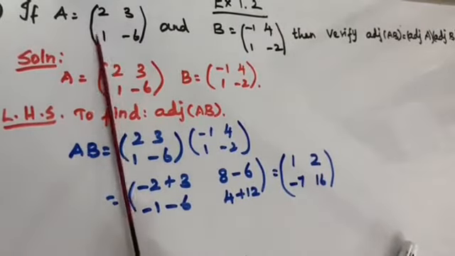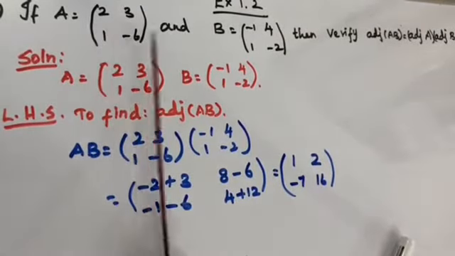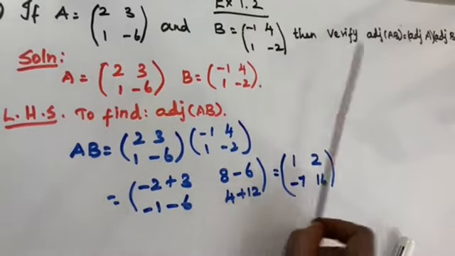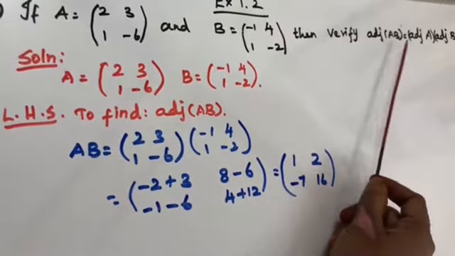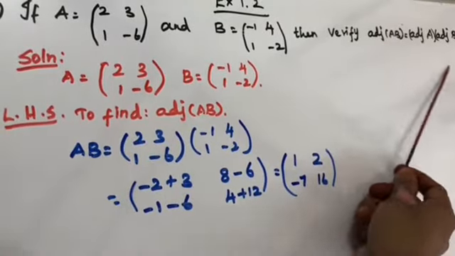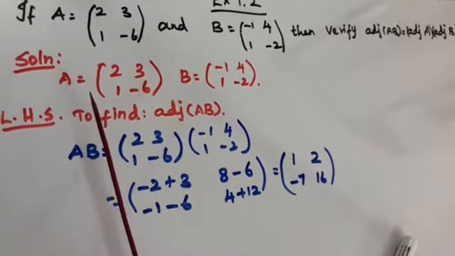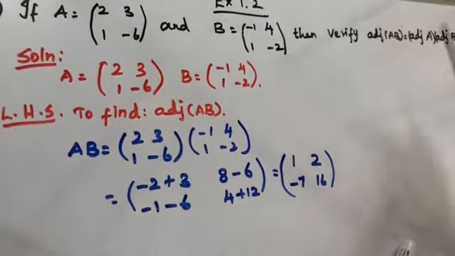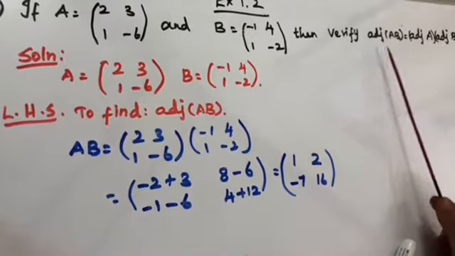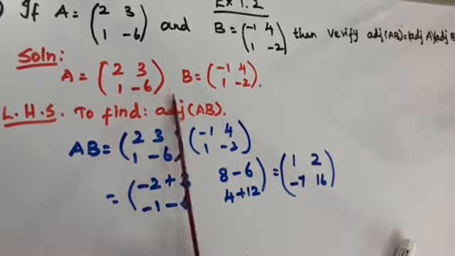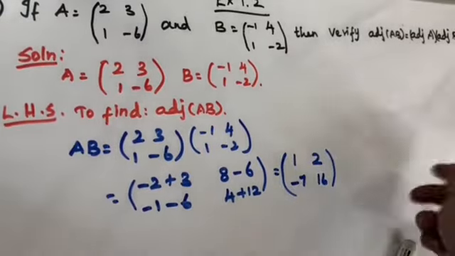If A is equal to [2, 3; 1, -6] and B is equal to [-1, 4; 1, -2], then verify that adjoint of AB is equal to adjoint B into adjoint A. So for the solution, we have A and B. First we have to verify this result, right? So first we can take the left hand side of the result and find its value. Then we'll take the right hand side.